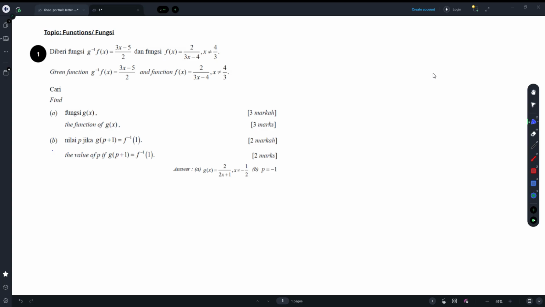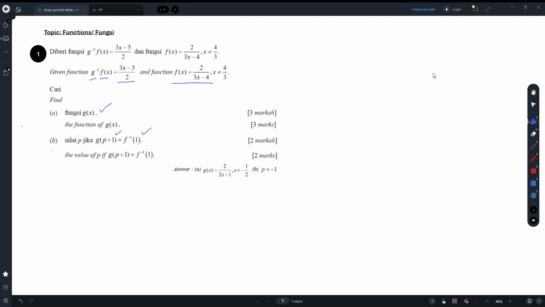Given the function g inverse of x is equivalent to (3x minus 5) over 2, and the function f(x) is equivalent to 2 over (3x minus 4), where x is not equivalent to 4 over 3. Find the function g(x). Find the value of p if g(p plus 1) is equivalent to f inverse of 1.